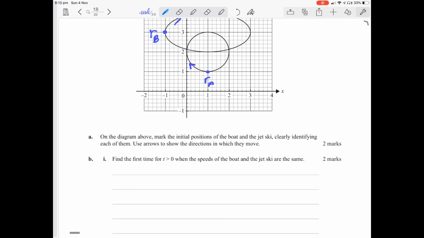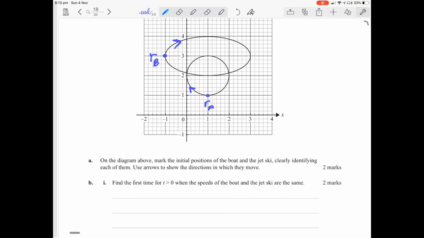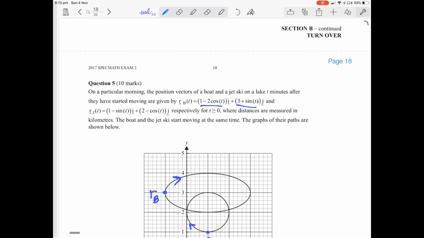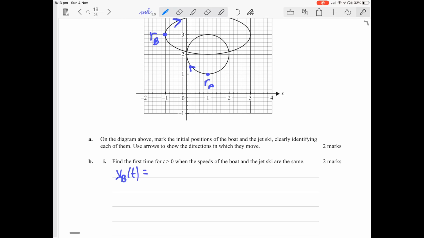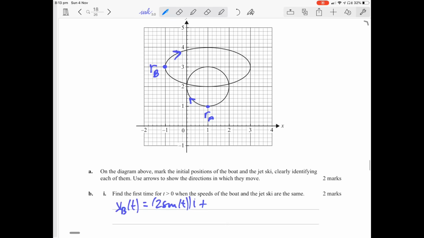Okay, for the first time, t is greater than 0, the speeds of the boat and the jet ski are the same. So v of b of t is equal to negative 2 cos t. What's that going to be? Derive cos, you get negative sine, so 2 sine t i plus sine gives us cos.